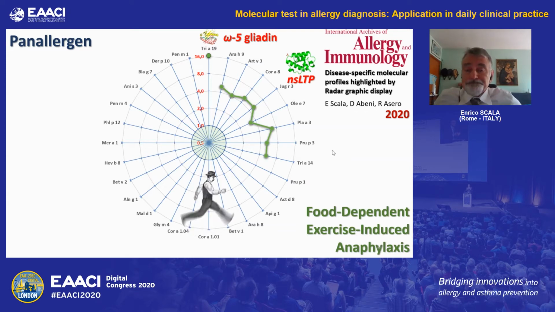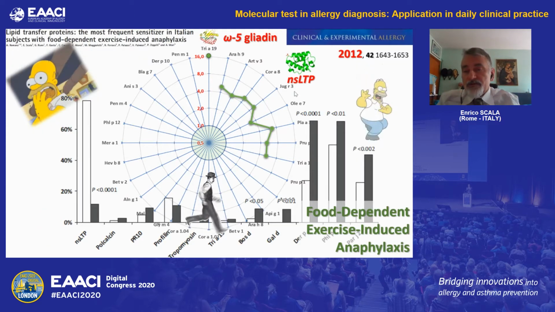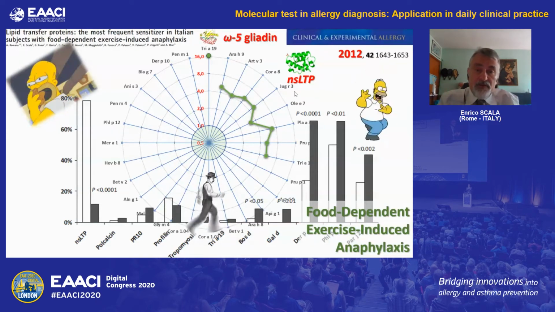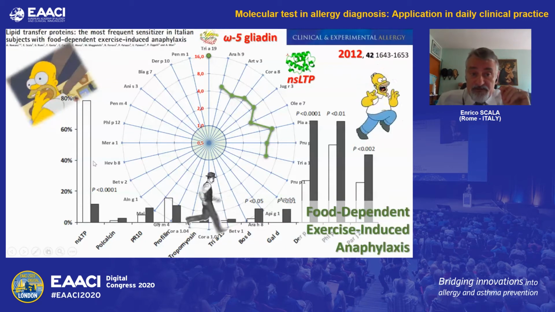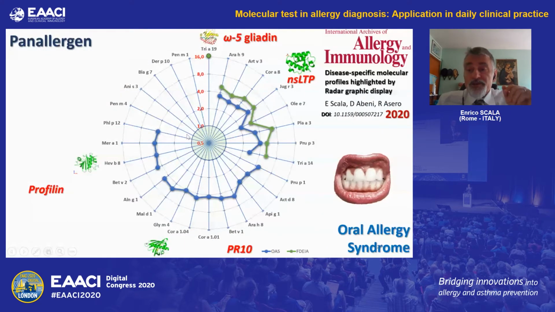As you know very well, when we consider a panallergen sensitization, the omega-5 gliadin sensitization is associated with FDEIA occurrence, but in southern Europe, especially in Italy, we could demonstrate about 10 years ago that more than 80% of patients are reactive to lipid transfer protein in the case of FDEIA. On the other hand, when you have a simple oral allergy syndrome, you can find the presence at the same time of multiple sensitizations to lipid transfer protein, profilin, and PR10.